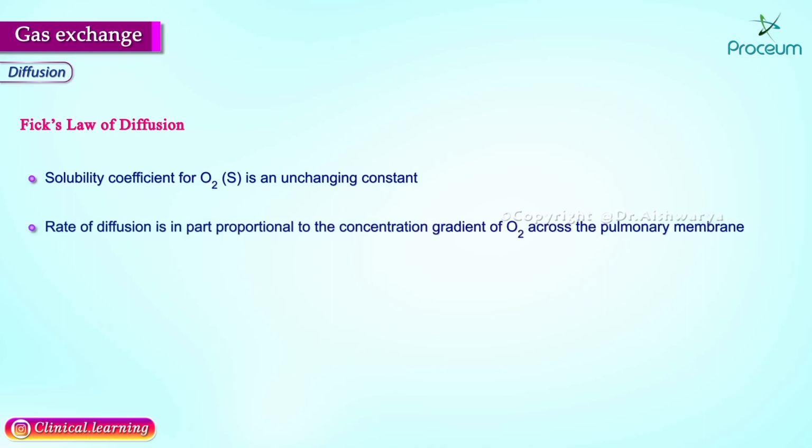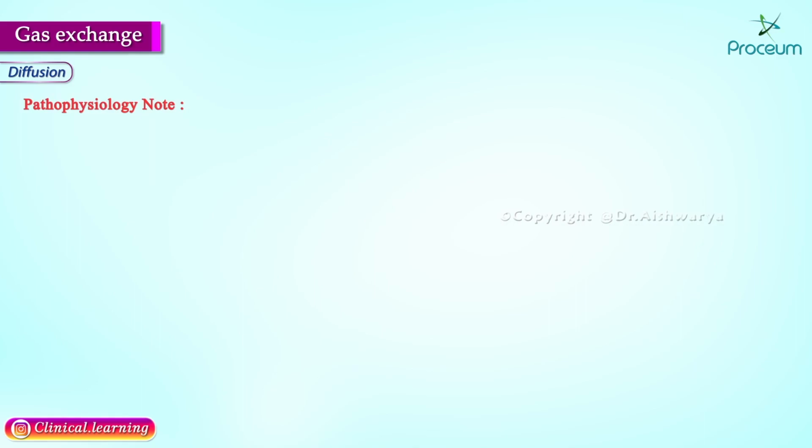So the rate of diffusion is proportional to the concentration gradient of oxygen across the pulmonary membrane, by using this formula: D = P × A × S / T. So what is the pathophysiology behind this?